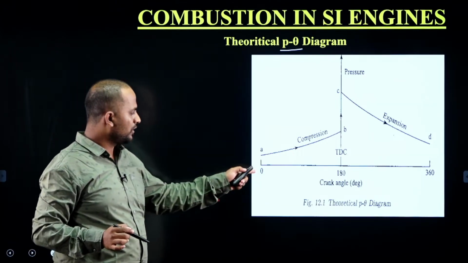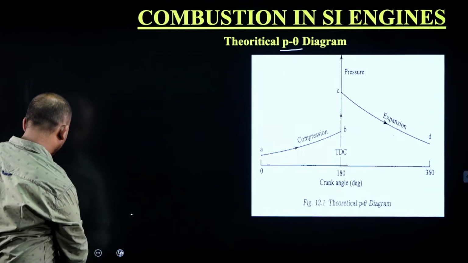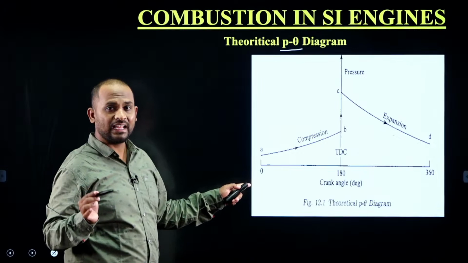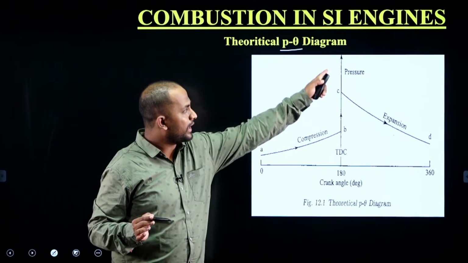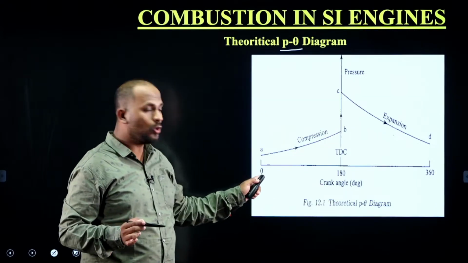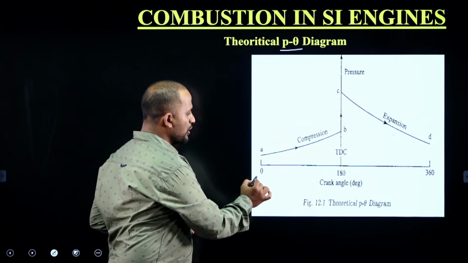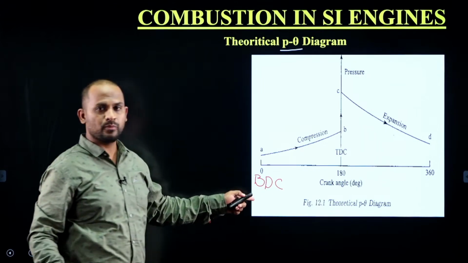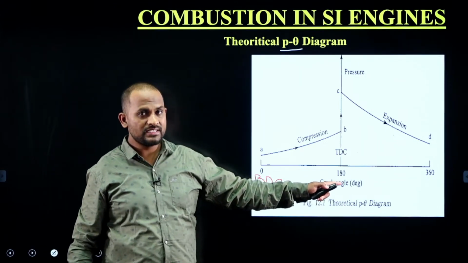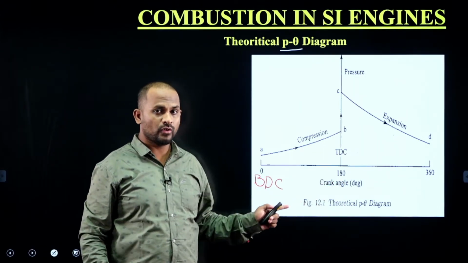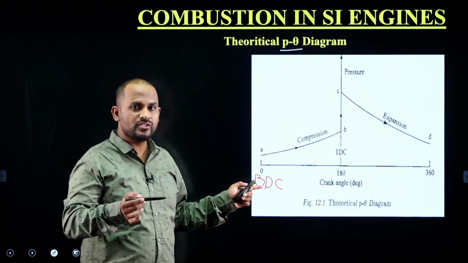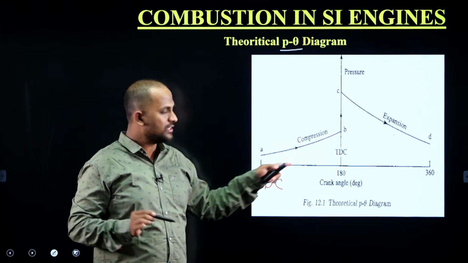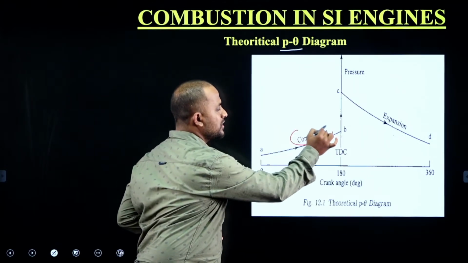Now in this figure, if you see, here 0 is the origin, the x-axis is the crank angle, and the y-axis is the pressure. 0 angle is the position of BDC. 180 angle is the position of TDC. Now during the compression stroke, the piston will be moving from BDC to TDC. That is called the compression process.